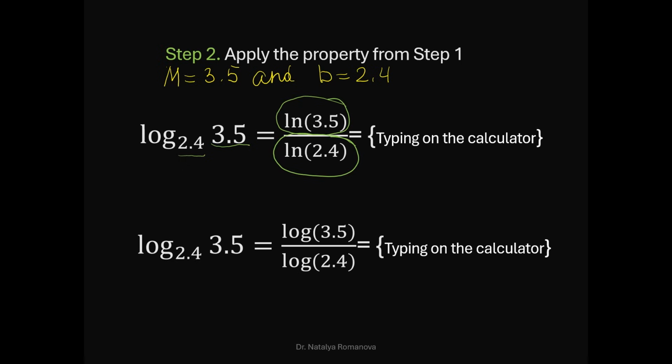ln of 2.4. Or we can find the logarithm with base 2.4 of 3.5 using the common logarithm. It is log of 3.5 divided by log of 2.4. Here 3.5 is m, and 2.4 is the base b.